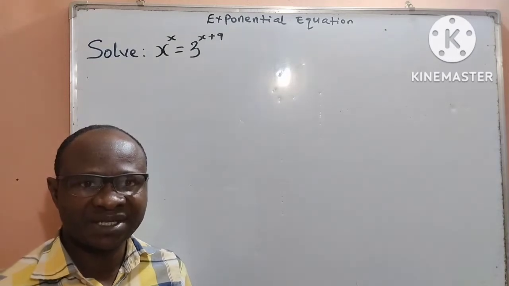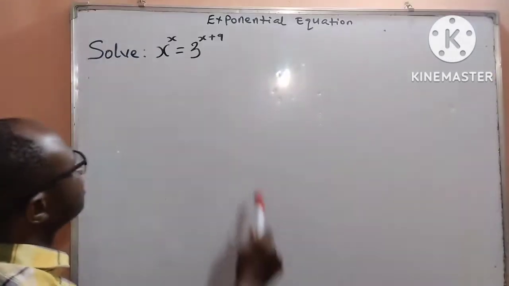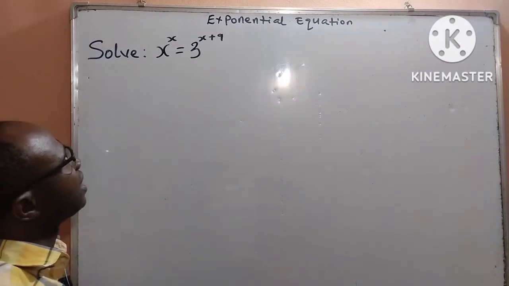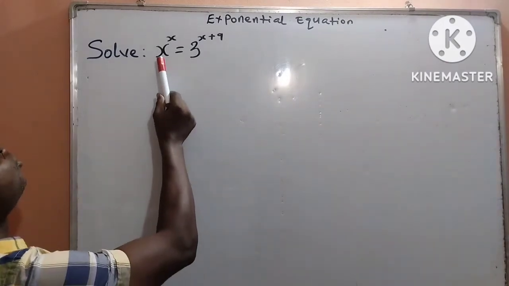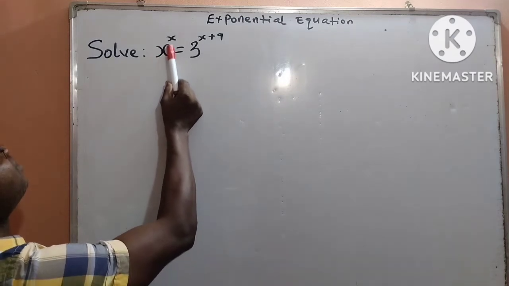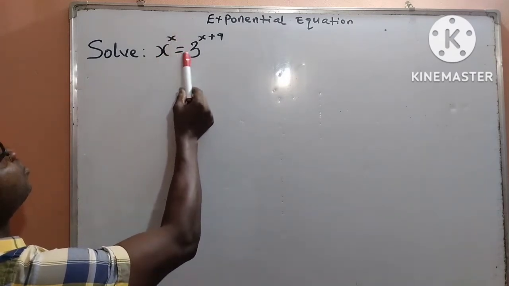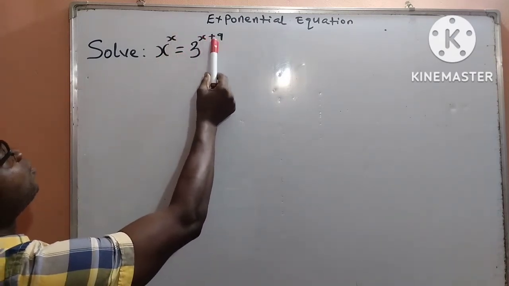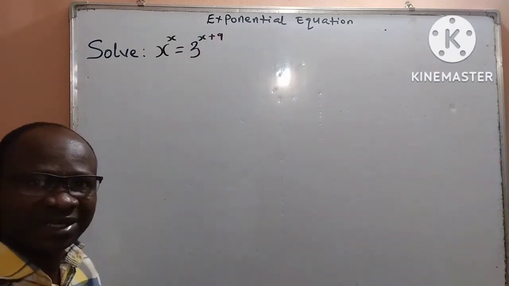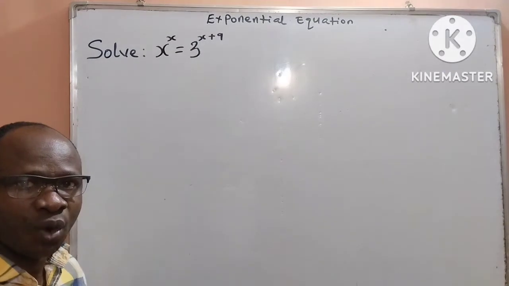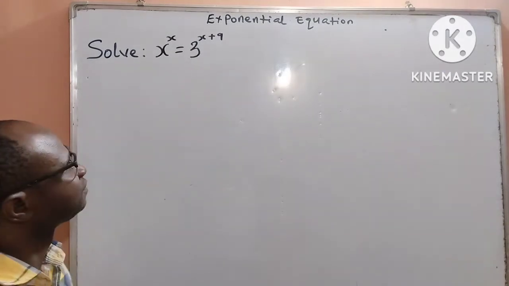In today's mathematics class, we shall be solving an exponential equation. We are given to solve x to the power of x equal to 3 to the power of x plus 9. So in this question, we are simply expected to find what the value of x will be.